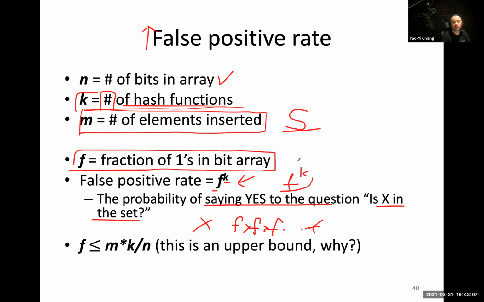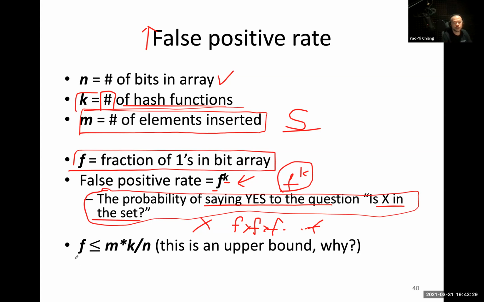This does not mean the answer cannot be correct. It can be correct, but we are looking for an upper bound for the false positive rate. So we just use the probability of saying yes as the false positive rate. Okay.